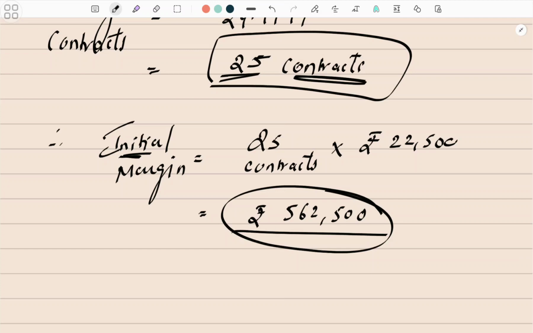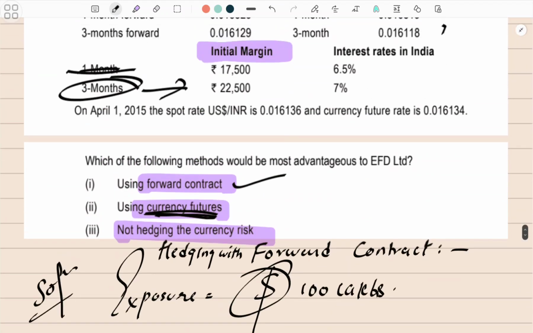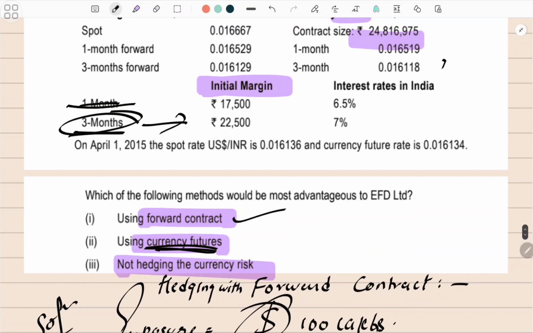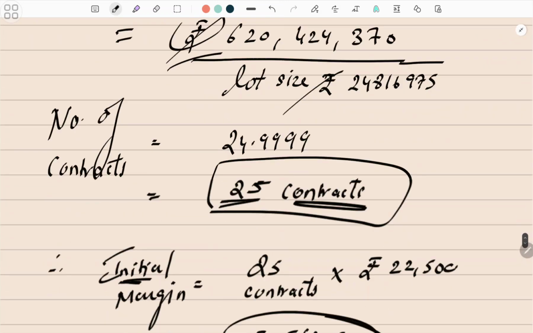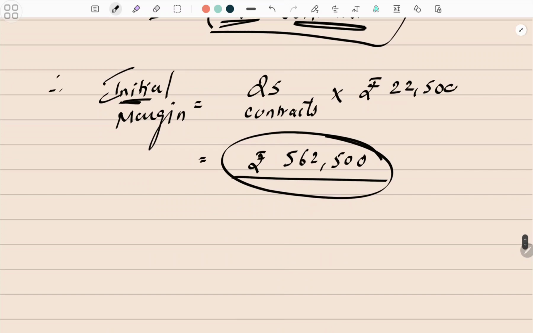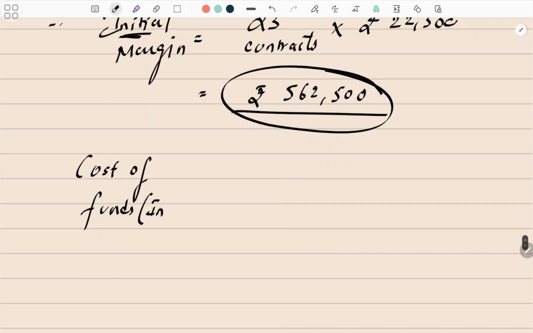5,62,500. By default I don't have any funds, so I'll borrow the funds from the market, and the funds are costing me how much? For 3 months I have to borrow, right? So the 3-month rate given to me is 7%. So the cost of funds, basically the cost of the initial margin which is to be paid today. And by default I don't have any funds, so I'll borrow. So that is my cost.